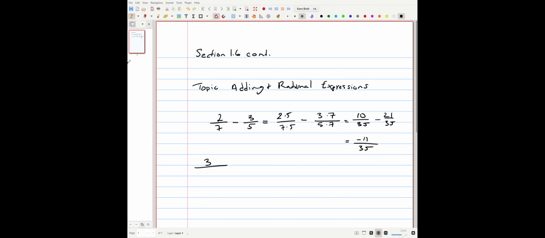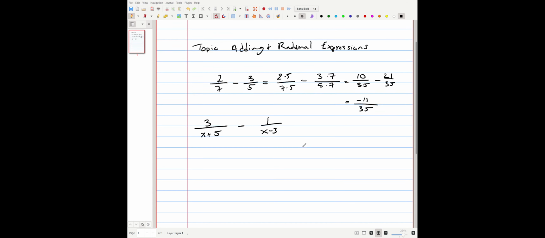Well, assume we have 3 over x plus 5, and we're subtracting 1 over x minus 3. And so you should be able to look at these fractions and say, are they like terms? No, they're not, because they have different denominators, right? We need a common denominator. Well, what is this denominator? Well, we can think of it as the binomial x plus 5, and the denominator here is x minus 3.